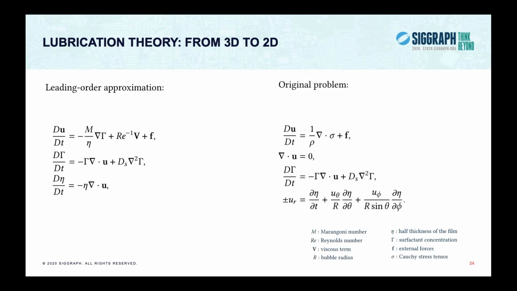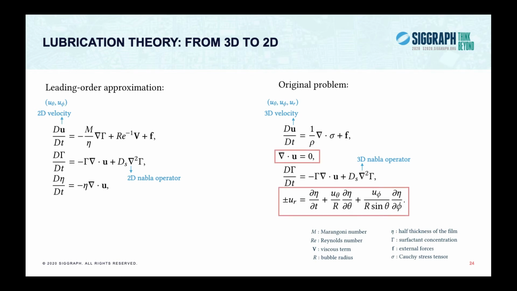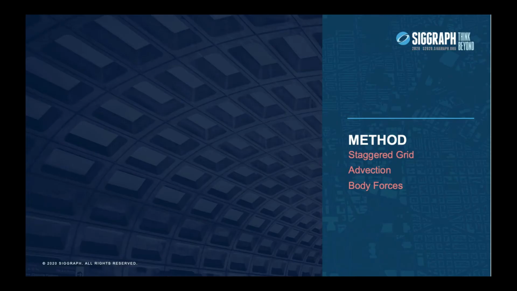Comparing the leading order approximation and original problem, an obvious change is that the dimension of the velocity is reduced from 3D to 2D. The 3D lambda operators now operate in the 2D domain. Also, the divergence-free condition, combined with two boundary conditions, gives the transport equation for the film's thickness. The stress tensor split into a surfactant gradient term and a viscous term. Next, we'll talk about how to solve these equations numerically.